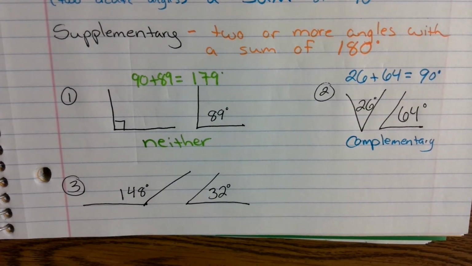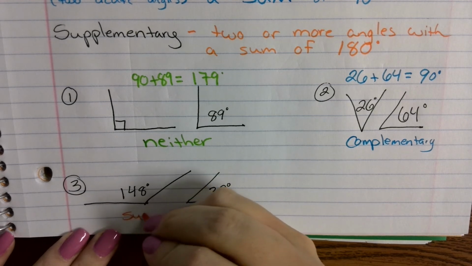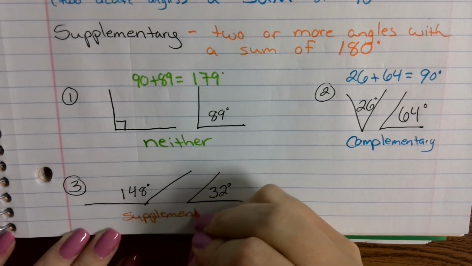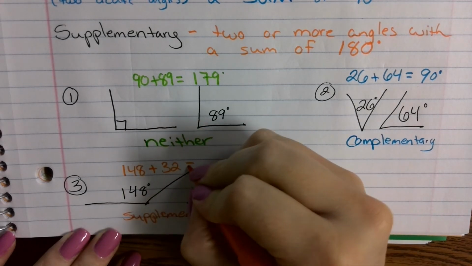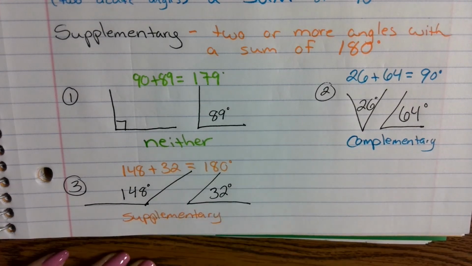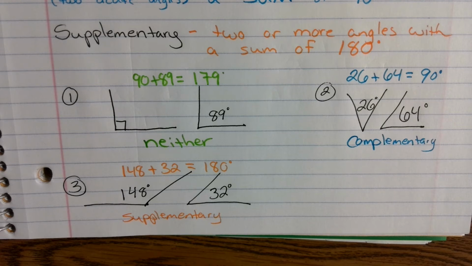And then the last one, number 13, complementary, supplementary, or neither? Omar? Jocelyn? Supplementary. Again, if you just add them together, 148 plus 32, you're going to get 180 degrees. Okay? And then you still have the same idea that you can go ahead and solve for angle measurements based off of the relationship that you see there.